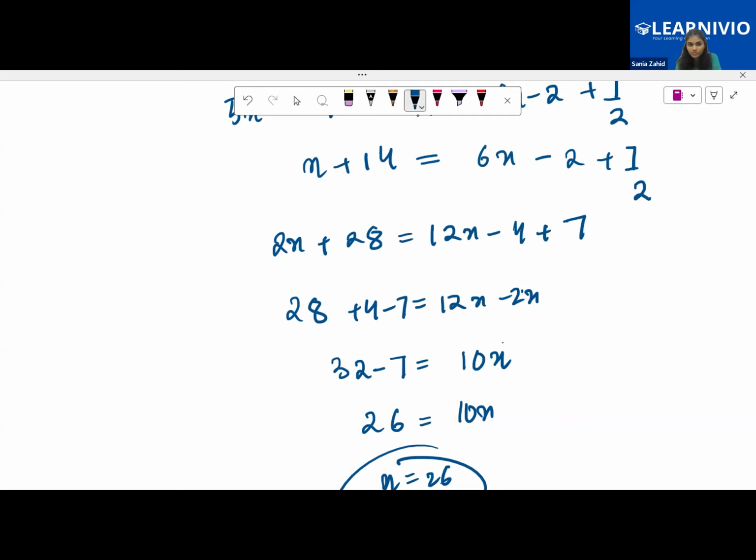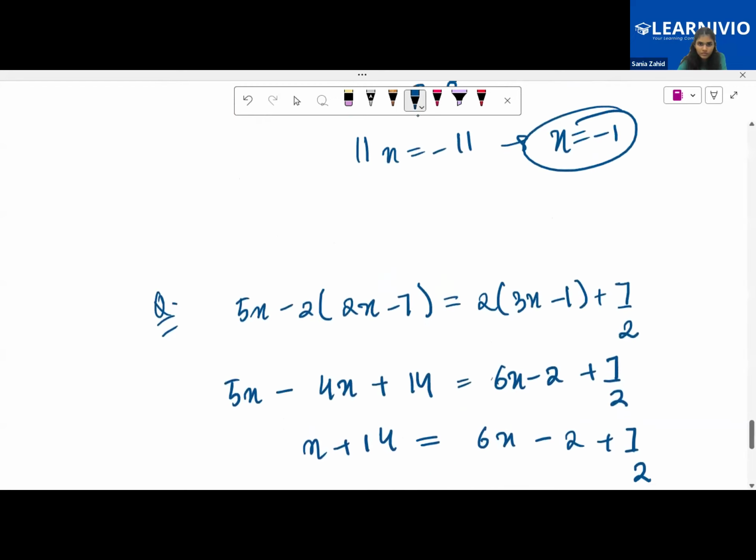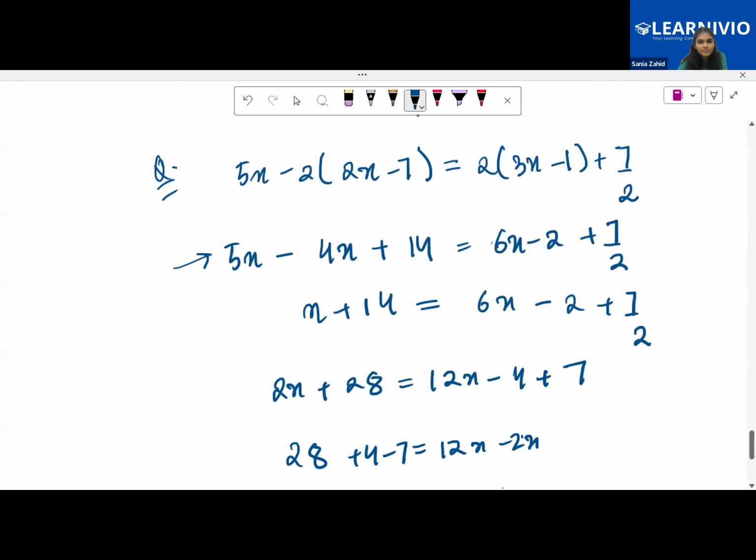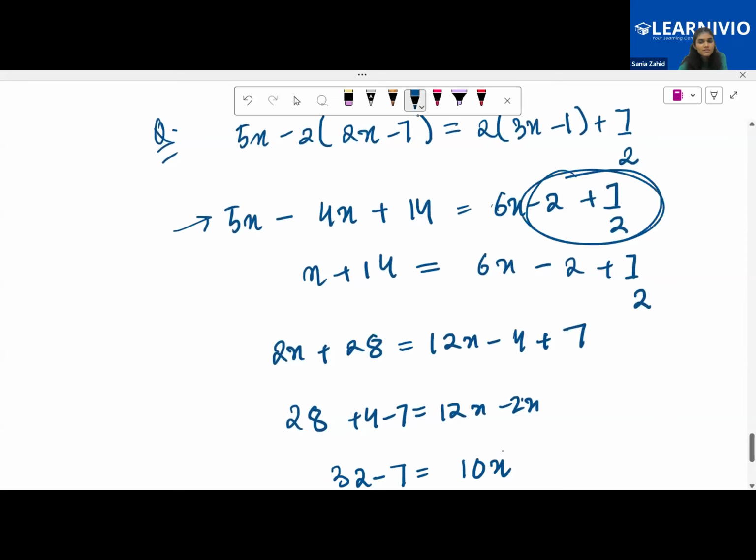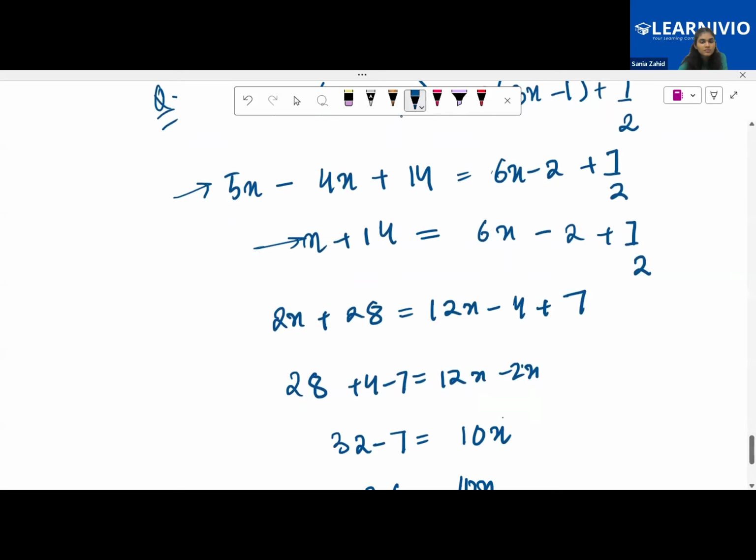Ma'am, in the first step, can we not add the numbers at first only? Can we just separate them and go on with them? In the first step over here, 5x minus 4x. Oh, I did solve it in the next step. 5x minus 4x, I wrote as x. I'm saying, can you not just go with it without solving?